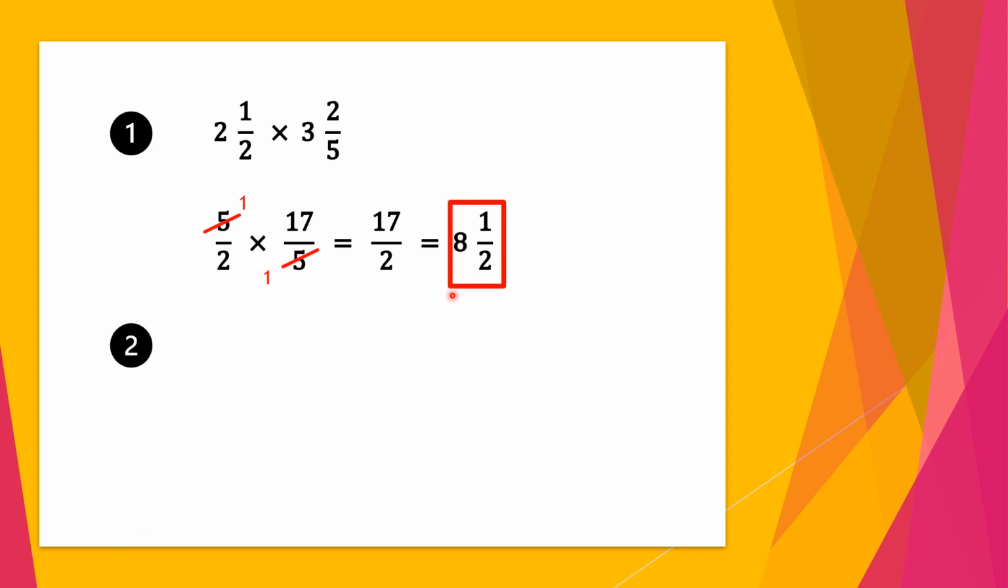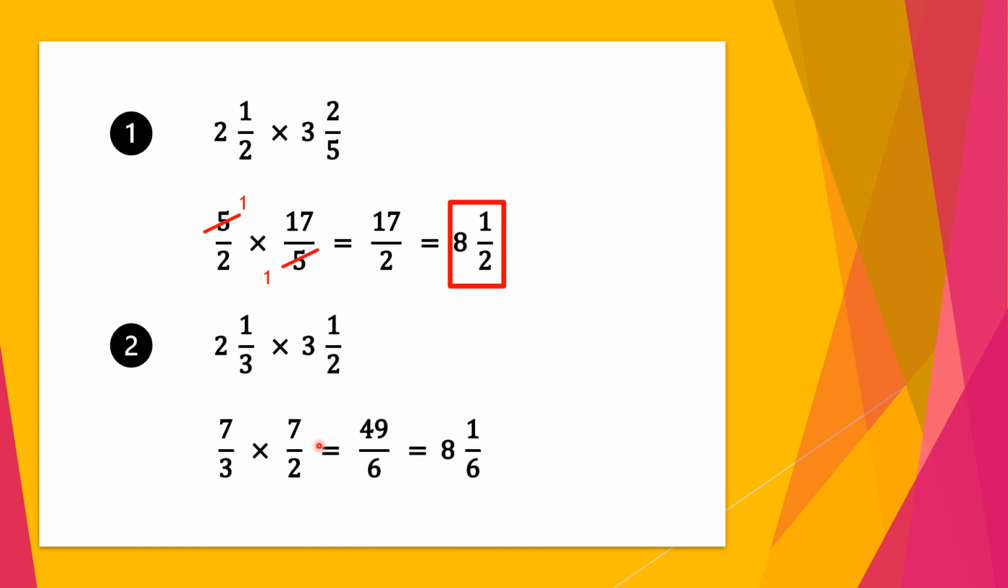Moving on to question 2. We have 2 1/3 times 3 1/2. Again, the first thing we do, we convert our mixed fractions into normal fractions. So 3 times 2 is 6, add 1 is 7. And we bring our denominator 3 as it is. We bring our multiplication sign as it is, and we do the same thing for the second fraction. 2 times 3 is 6, add 1 is 7. We bring our denominator 2 as it is.